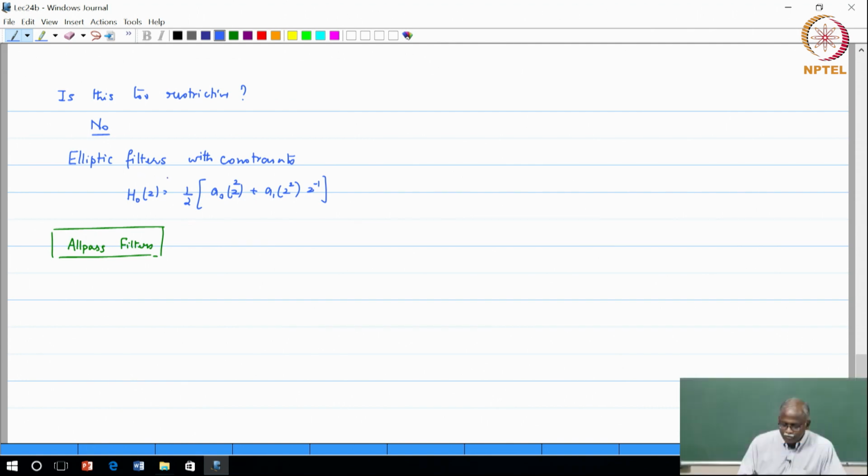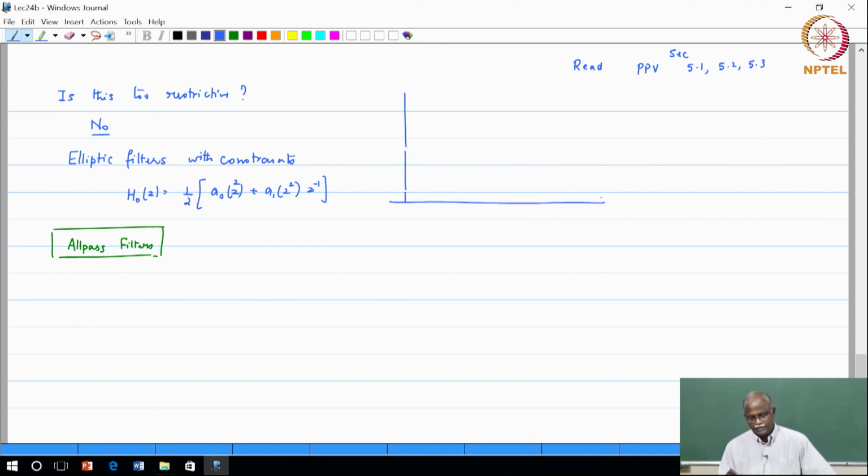We said that elliptic filters with certain constraints actually do satisfy this property. Let me just make a couple of statements about the elliptic filter, again encouraging you to read the following sections, PPV sections 5.1, 5.2, 5.3. Those are the sections which we are covering today, and intuitively this is what is happening as far as the elliptic filter is concerned.